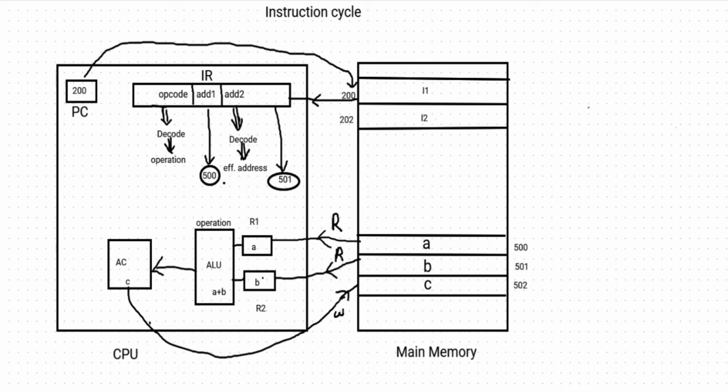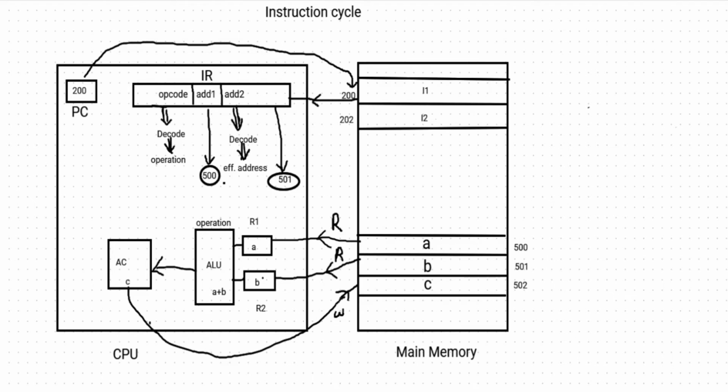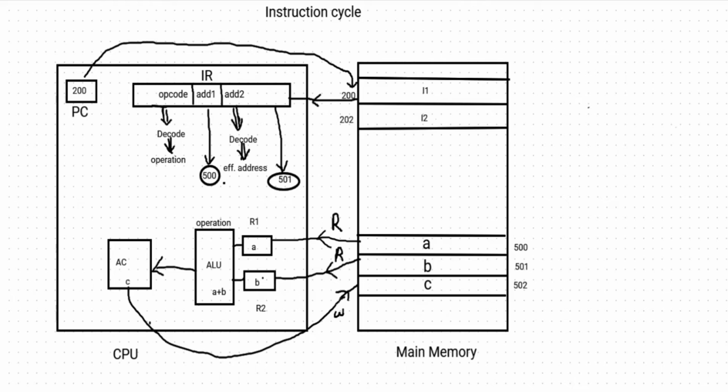Okay, I've shown you the process diagram here. This code part represents the instruction section in the main memory, and these global and static variables represent the data section. Actually, main memory is divided into two, that is code section and data section. Let me show you, one second.